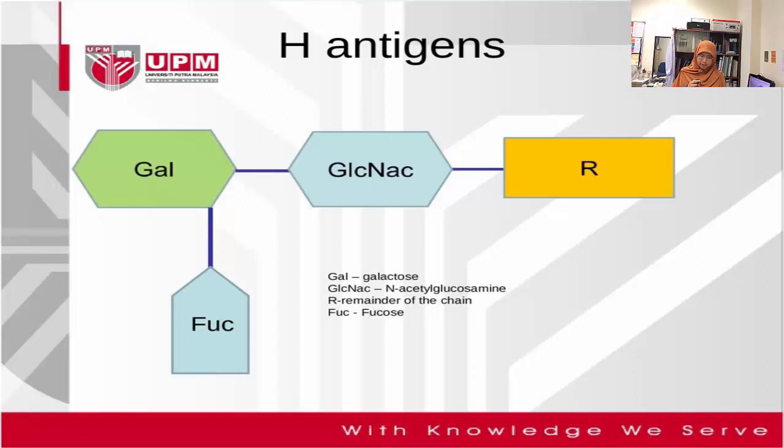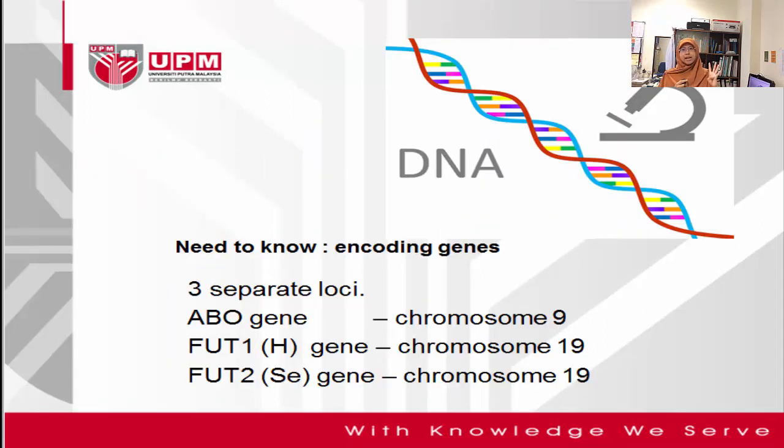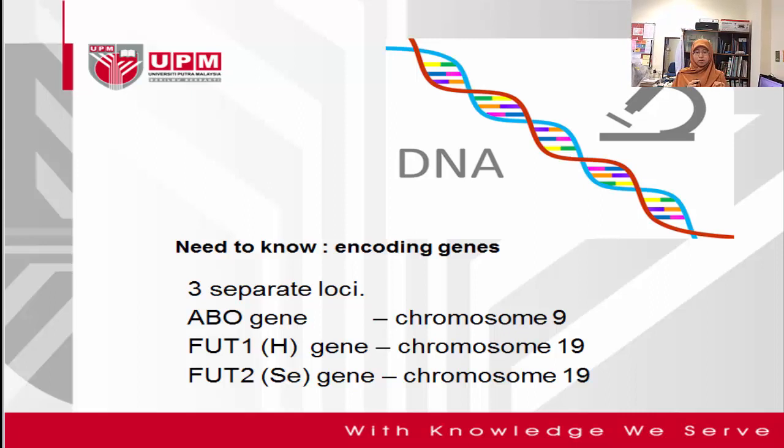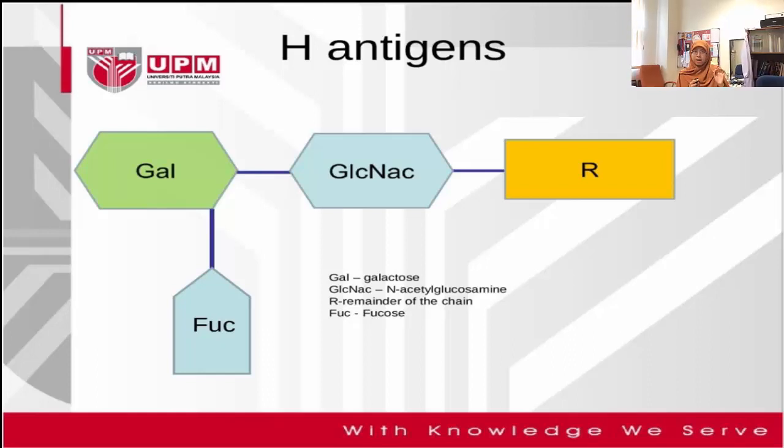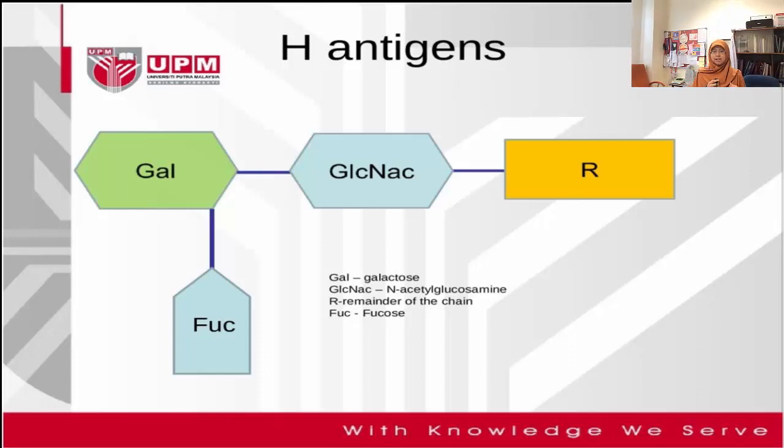As a summary, there are three genes, H, ABO, and secretor genes, that are important in the formation of ABH antigens. H antigens or H substance are the precursor to the formation of A and B antigens. Blood group O red cells will not have A and B antigens on the red cells, but will have a lot of H antigen on the red cells.